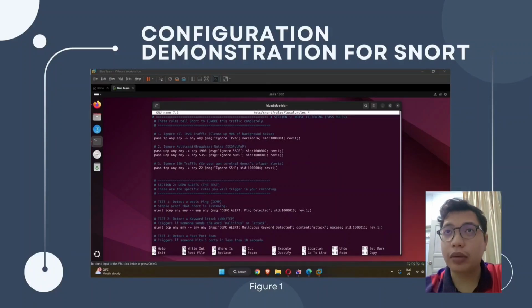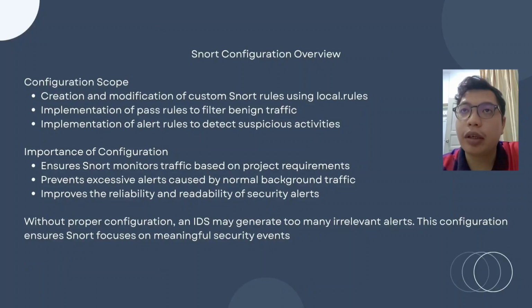So, I will talk about the configuration demonstration for Snort. First, we go with the Snort configuration overview. Configuration scope: creation and modification of custom Snort rules using local.rules, implementation of pass rules to filter basic traffic, and implementation of alert rules to detect suspicious activity.